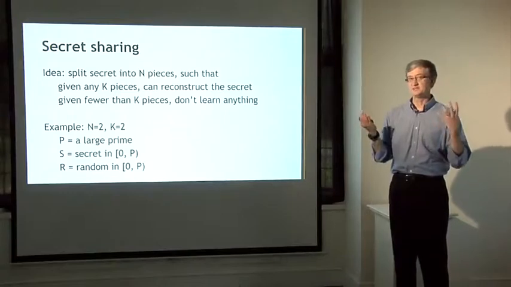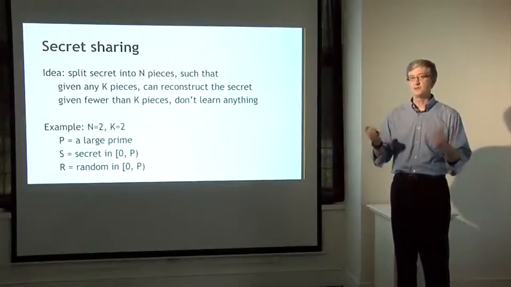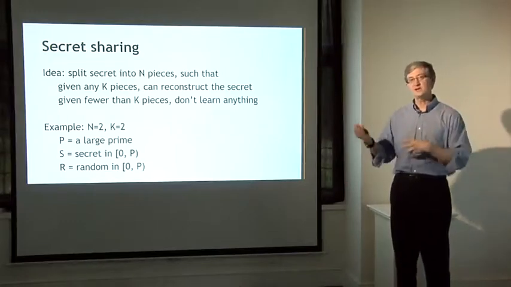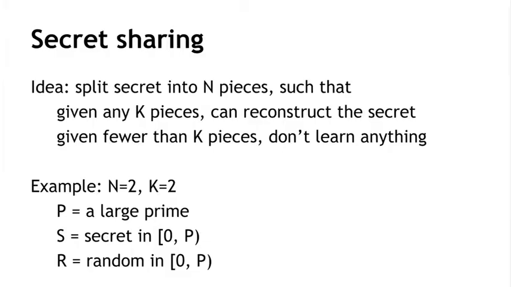That means we're dividing the secret into two pieces, and you need both pieces to put them together. A specific way of getting n equals 2, k equals 2 secret sharing like this is as illustrated here. First we're going to generate a number p, which is a large prime number. It doesn't need to be secret or anything, just really big. S is going to be the secret, and the secret has to be between 0 and p minus 1 inclusive.